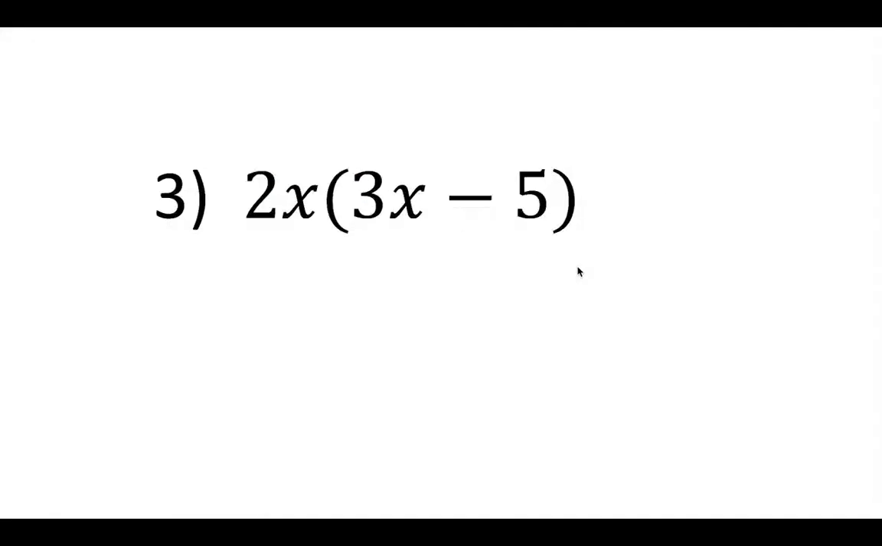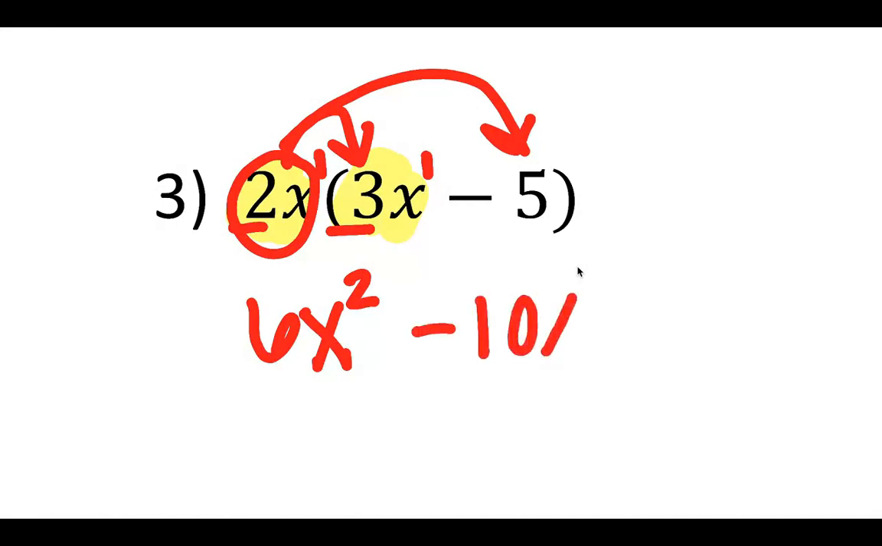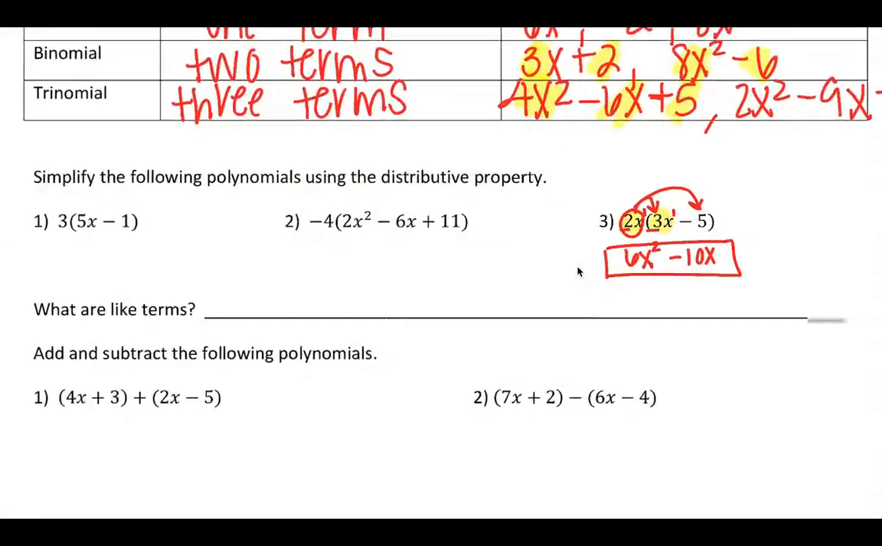Next one. Again, 2x goes to everything inside. So this one, it's not just a number. I've got that variable too. So remember multiplying exponents. This first one, 2x times 3x. Multiply your numbers. So 2 times 3 is 6. Keep my base of x. And they both have an exponent of 1. 1 plus 1 is 2. So 6x squared. Okay, and the next one, 2x times negative 5, is going to be negative 10x. So there's kind of where the exponent rules come into play.